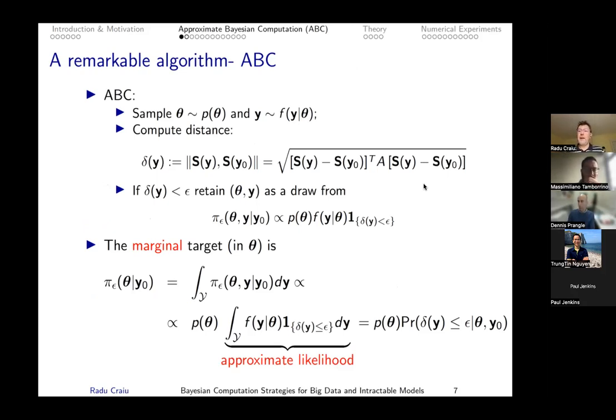So ABC is a remarkable algorithm. We all agree on that. That's why we have One World ABC. I don't feel like I have to spend a lot of time on this slide, except to say that in the marginal algorithm, the target is this pi epsilon of theta, y given y observed. But if we take the marginal in theta, obviously you'll have this form, right? So the pi epsilon of theta given y observed is going to be proportional to the probability that the distance is less than or equal to epsilon given theta and the observed data. So this is what we're going to target.